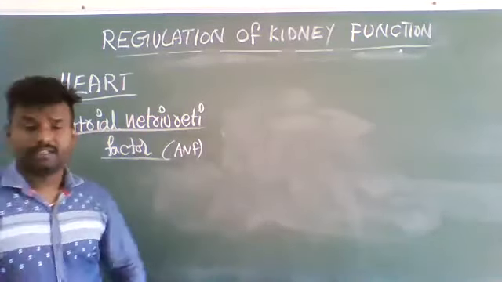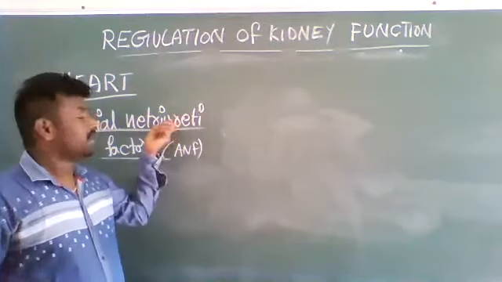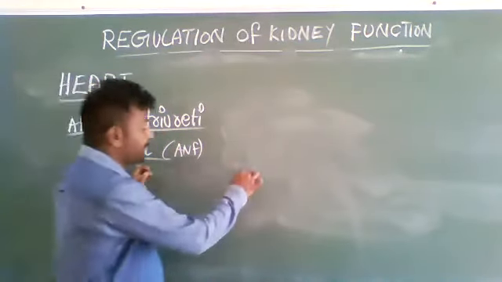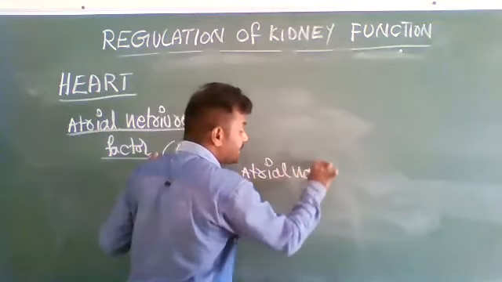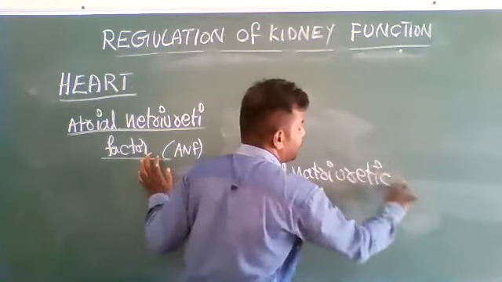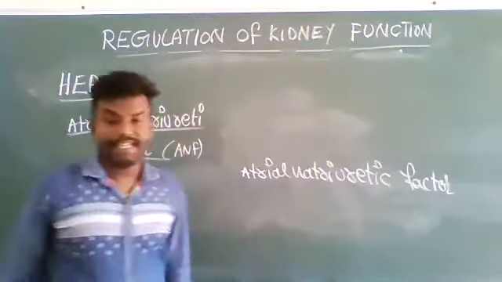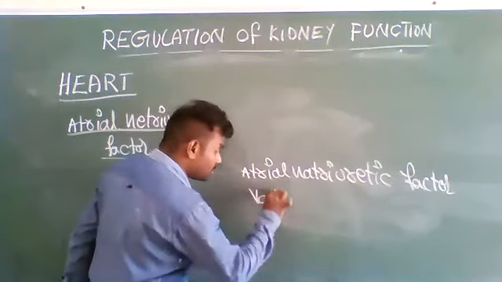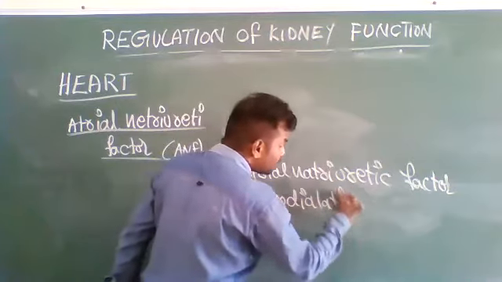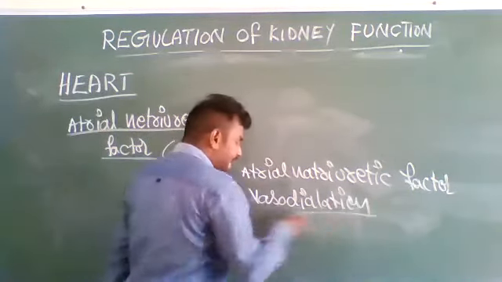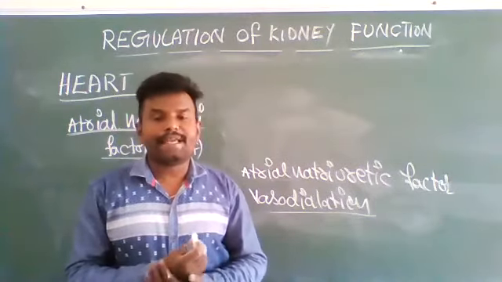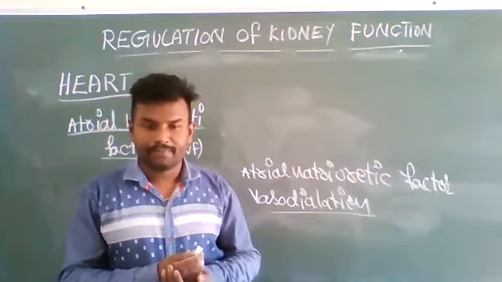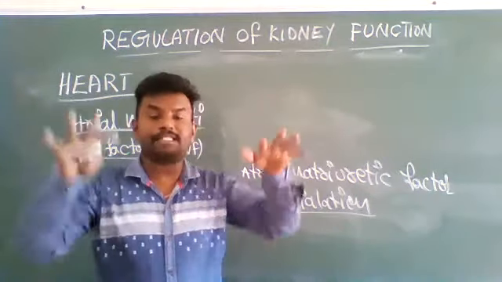First, with an increased blood flow to both the auricles of the heart, the auricle releases a hormone called atrial natriuretic factor. This factor is involved in the vasodilation of blood vessels. Vasodilation means expansion of the blood vessels. When the blood vessel is expanded, then automatically the blood pressure is decreased.